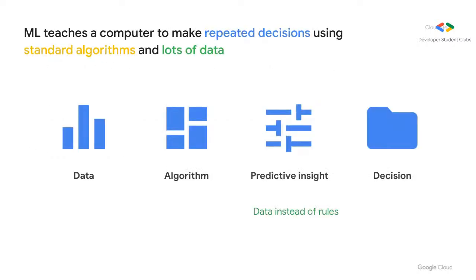In a brief sense, you can say that ML teaches a computer to make repeated decisions using standard algorithms with a lot of data. The more the data, the merrier. After that, you will have one system or algorithm that learns from that data to create some rules. And on top of it, you will be able to generate some insights as a prediction. So here it will be data instead of rules. And finally, you will be capable enough to make business decisions or technical decisions based on the rules as well as on the data.